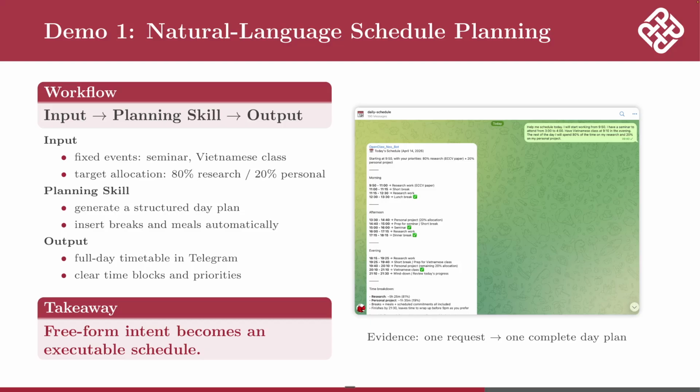As an example, you can see that each morning I send a message from Telegram and tell it to schedule my day. I start by telling it when I would like to start work, whether I need to attend some seminar or lectures, and how much time I want to spend on my research, or what percent on my personal project.